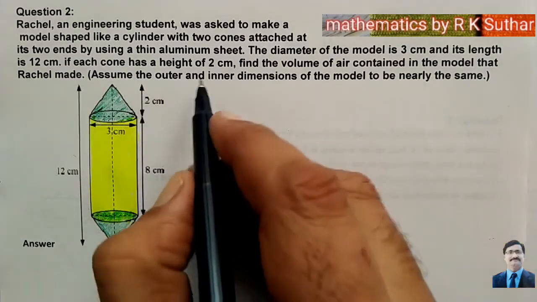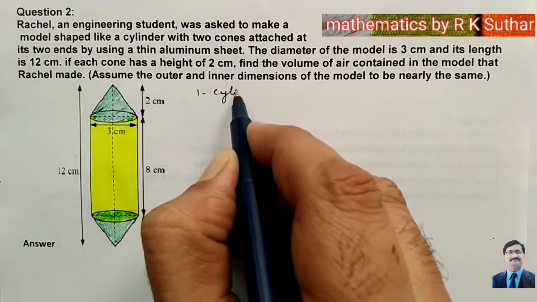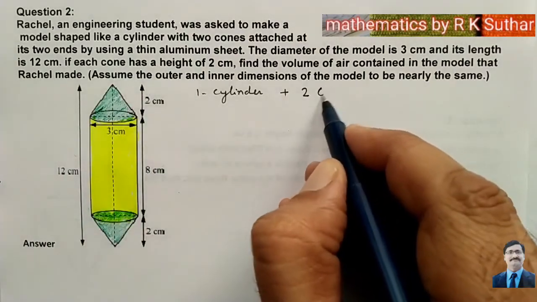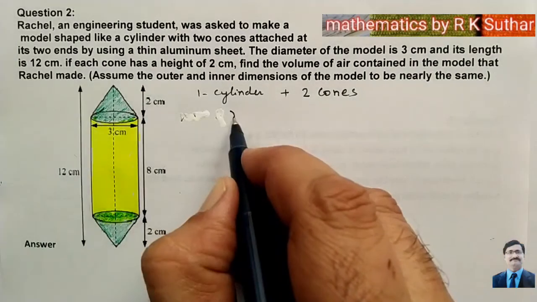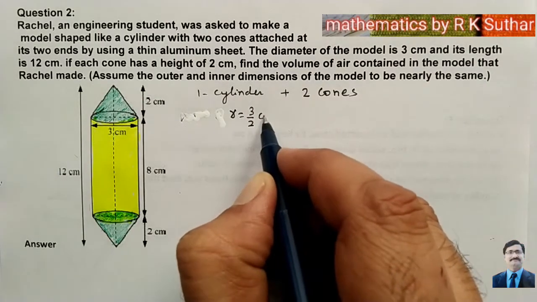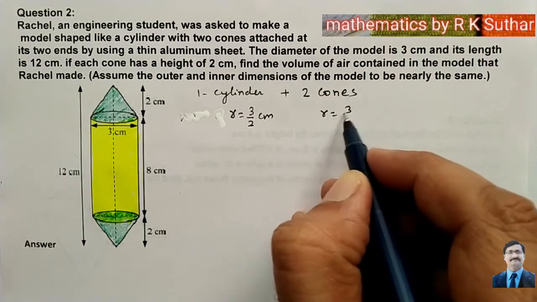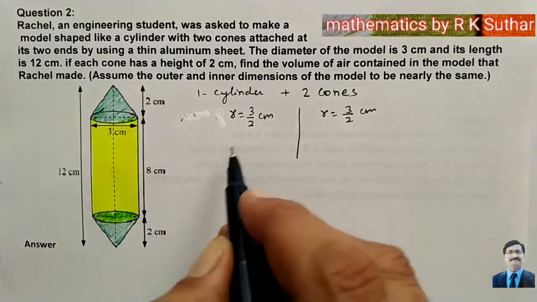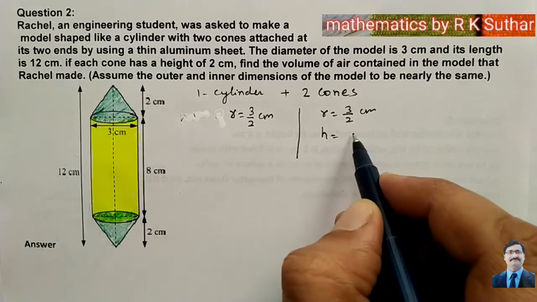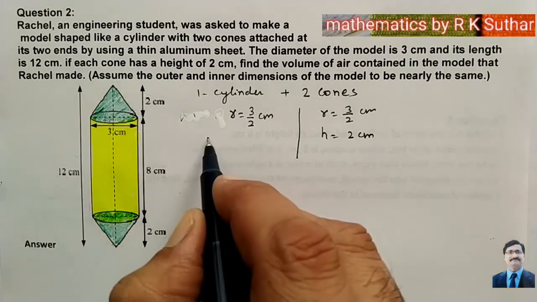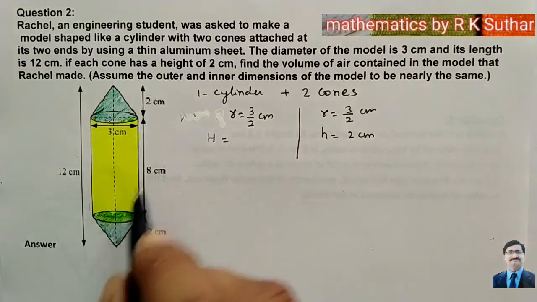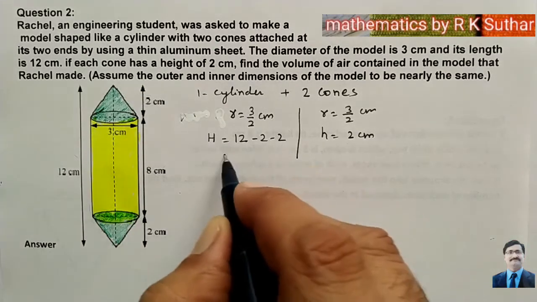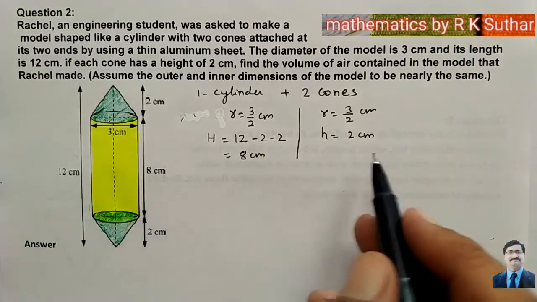So look here, we have one cylinder and two cones. Radius of cylinder is 3 upon 2 centimeter. Radius of cone is also the same, 3 by 2 centimeter, because the diameter is given as 3 centimeter, so the radius will be 3 by 2. The height of cone is given as 2 centimeter, and the height of cylinder we write as capital H. Because 12 centimeter is the total, we subtract 2 and 2, so we get 8 centimeter. Height of cylinder is 8 centimeter.